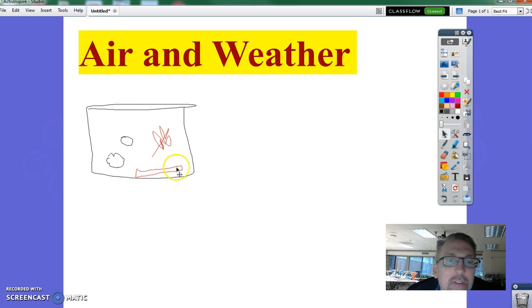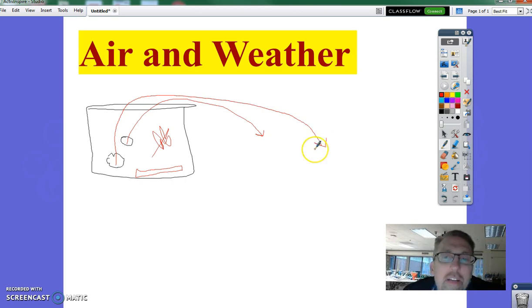Okay, here's what I want us to do. With these items, I want you to take out the styrofoam ball, put it on your table. Now take out the cotton ball, put that on your table. Take out your feather, put it on your table. Good. Take out the straw, put it on your table.